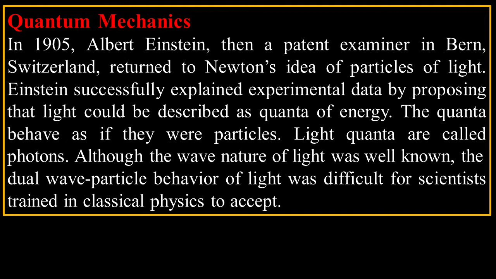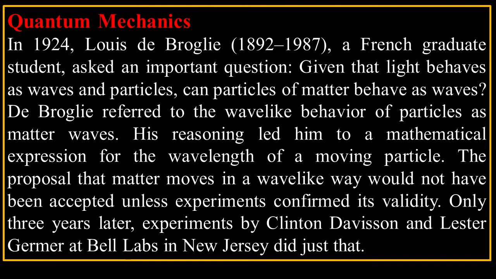In 1924, Louis de Broglie, a French graduate student, asked an important question. Given that light behaves as waves and particles, can particles of matter behave as waves? De Broglie referred to the wave-like behavior of particles as matter waves. His reasoning led him to a mathematical expression for the wavelength of a moving particle. The proposal that matter moves in a wave-like way would not have been accepted unless experiments confirmed its validity.